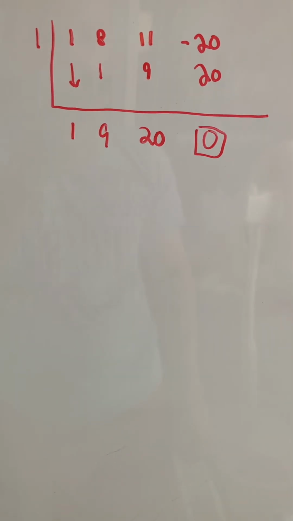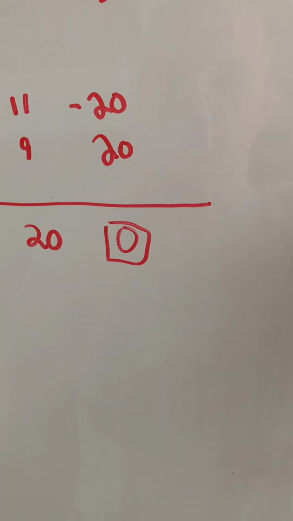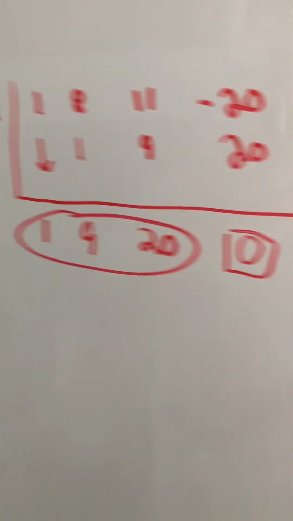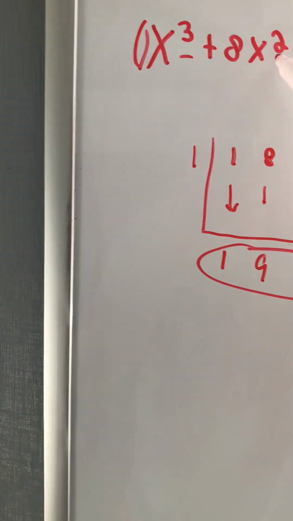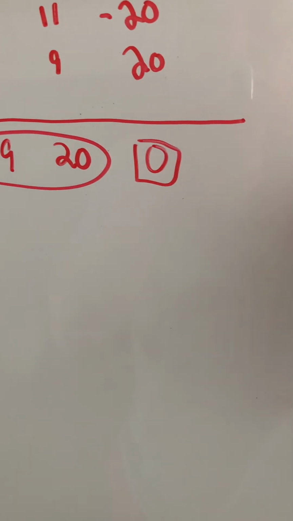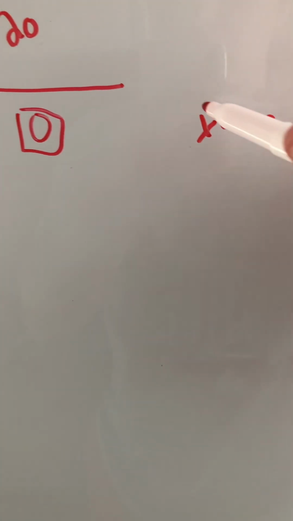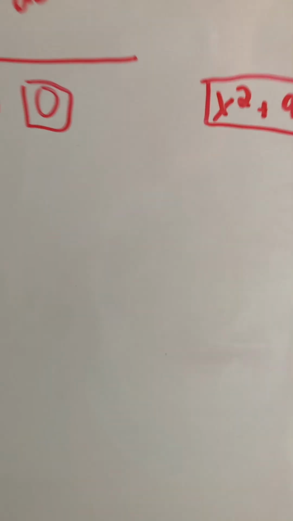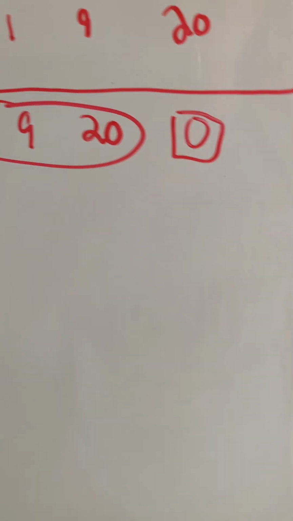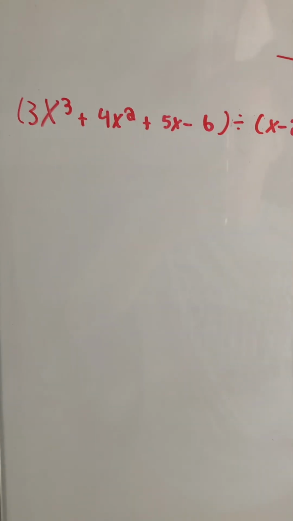What happens when I have a 0 remainder? That means I have a perfectly factorable equation, or factor. Because I'm dividing by x, I'm going to reduce the exponents by 1. So the new factor I got is x squared plus 9x plus 20. That's how you use synthetic division. So remember, when you have a 0 remainder as the final number, that means you have a perfectly factorable expression.